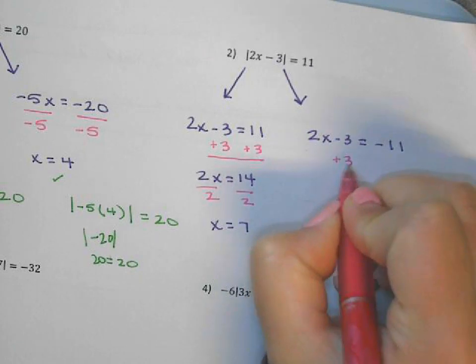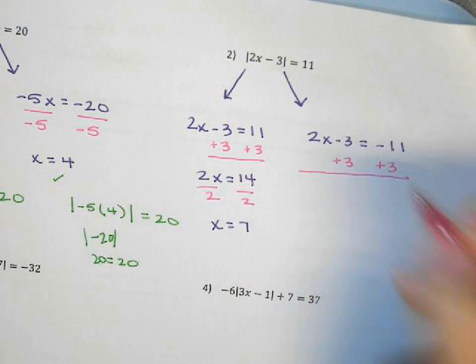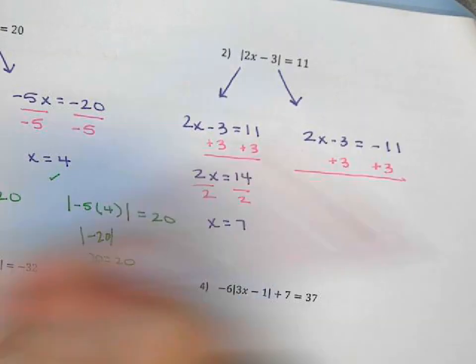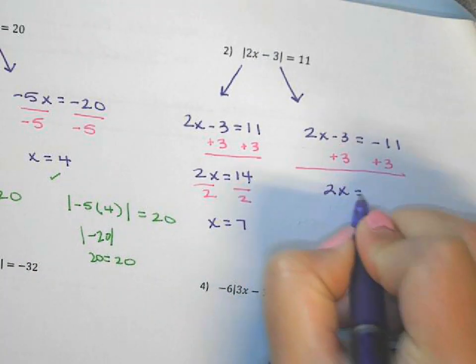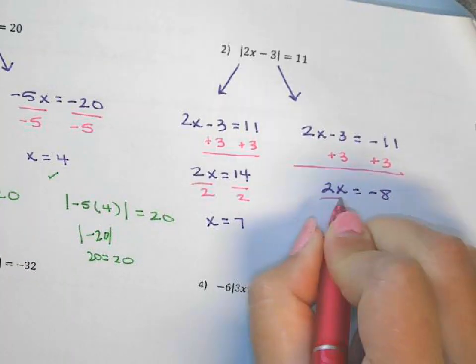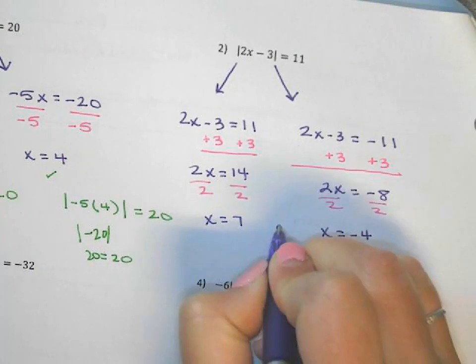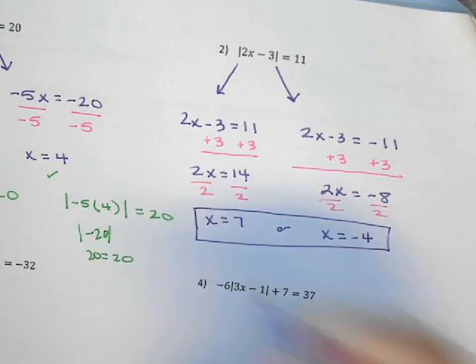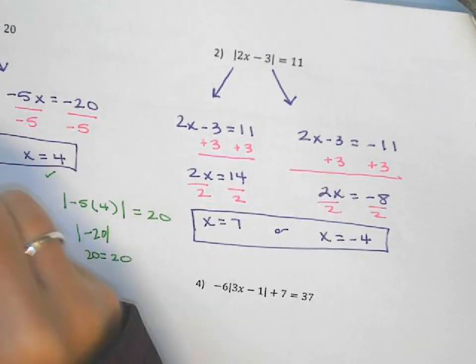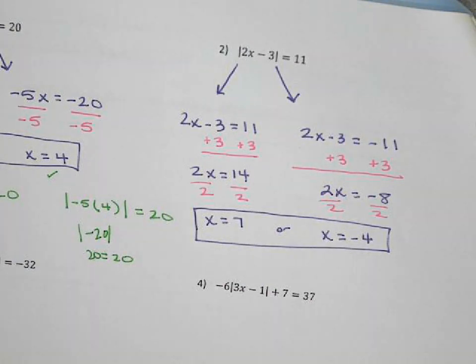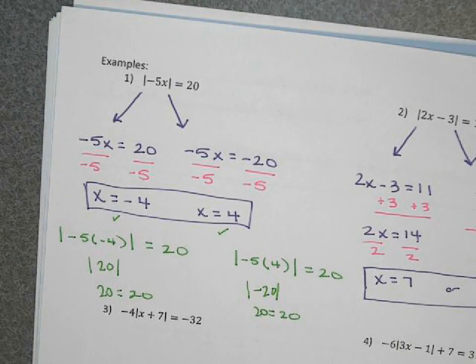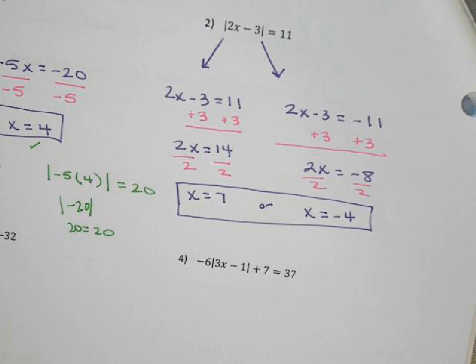This one, you're going to have the same steps to solve it, but you're dealing with a different number on that right side. So we get 2x equals negative 8. So our solutions here are x equals 7 or x equals negative 4. Okay. And as I said, over here, yes, you had 4 and negative 4, but that's not going to happen every time. Most of the time, you're going to have 2 completely different numbers, like we did in this case.